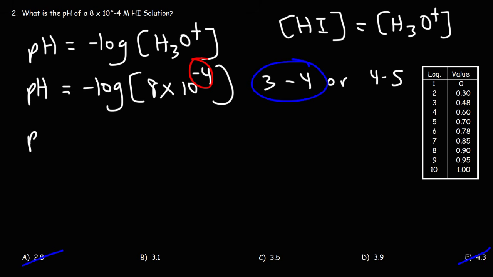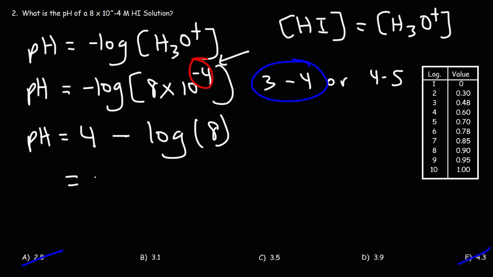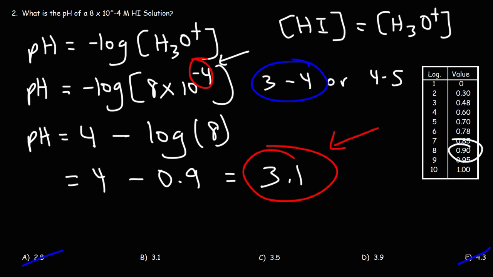Now, here's a shortcut method that we used in the last example that will get us the answer. It's going to be the positive value of this number, 4, minus the log of whatever number you see here. In that case, that's 8. So it's 4 minus log 8. Using the table, log 8 is 0.9. So it's 4 minus 0.9, which means it's 3.1. So that right there is the pH of the solution. So answer choice B is the correct answer.